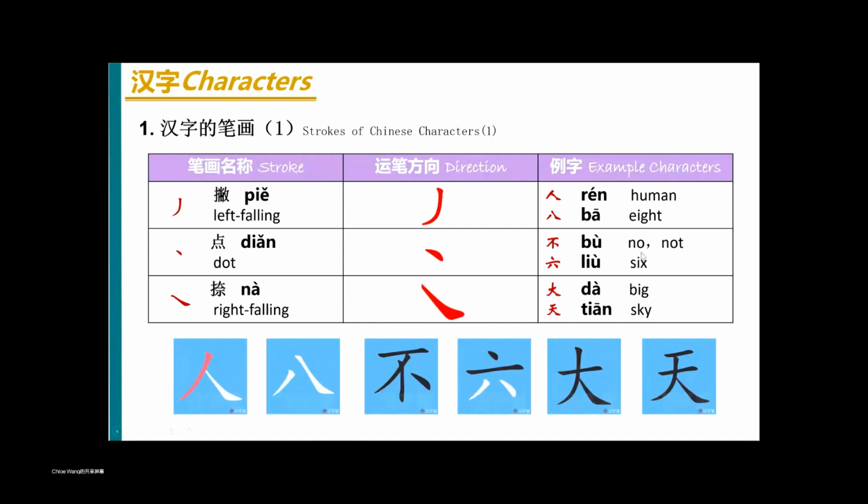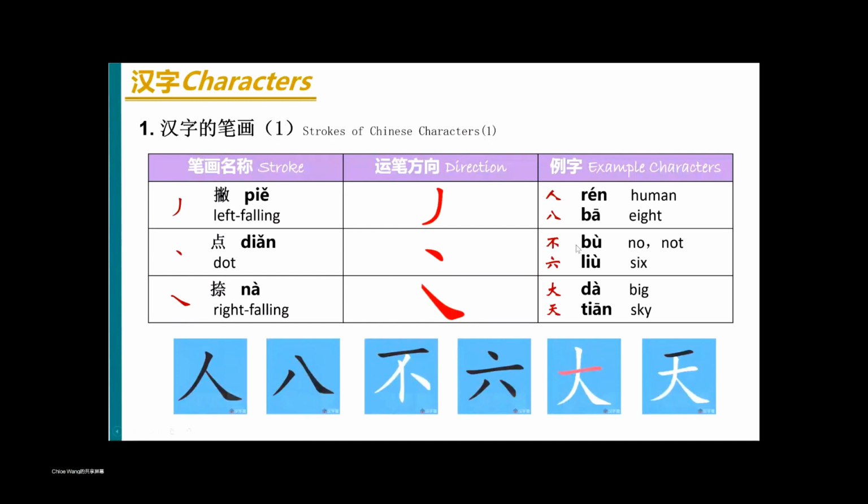Okay, next one for dot. Dot, we have no or not. 不. It's written like this. 不. So the first stroke of 不 is the most simple one, 横. And then this one, 撇 and 竖 and 点.